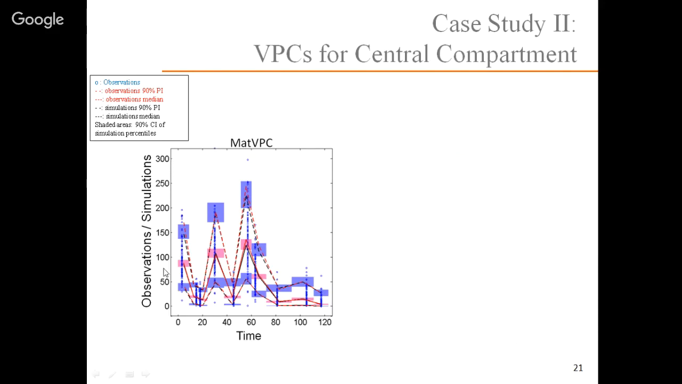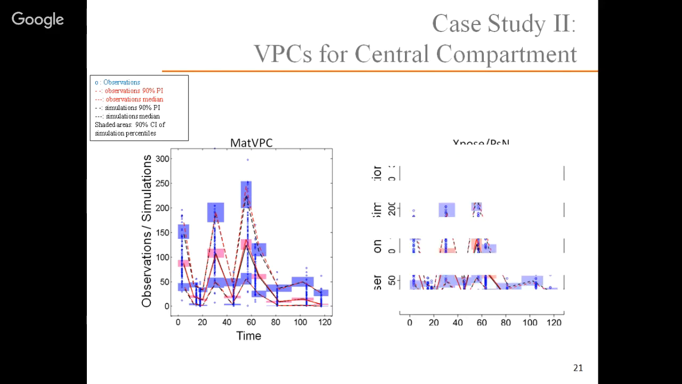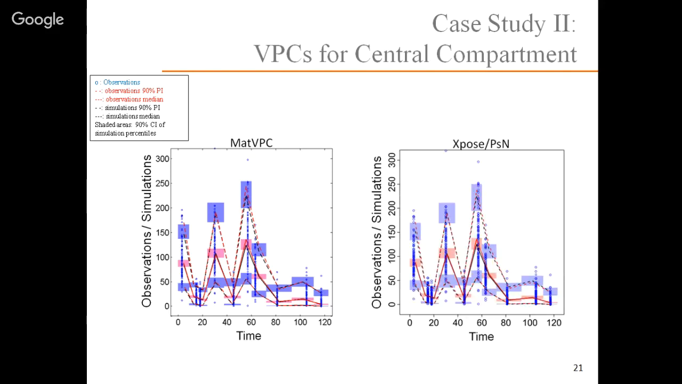The y-axis shows the observations and simulations, and the x-axis shows the time. We see here how MatVPC was able to generate this VPC, to bin the data optimally and to give us an evaluation of the model. If one does the same for Xpose and PSN, they will get a plot that looks identical with MatVPC, and we see here that the 2 plots from MatVPC and Xpose PSN are interchangeable.